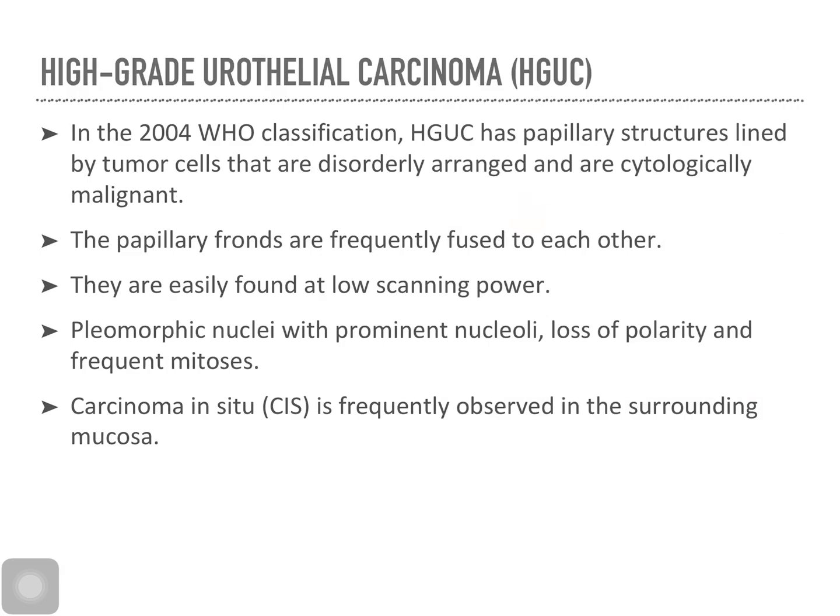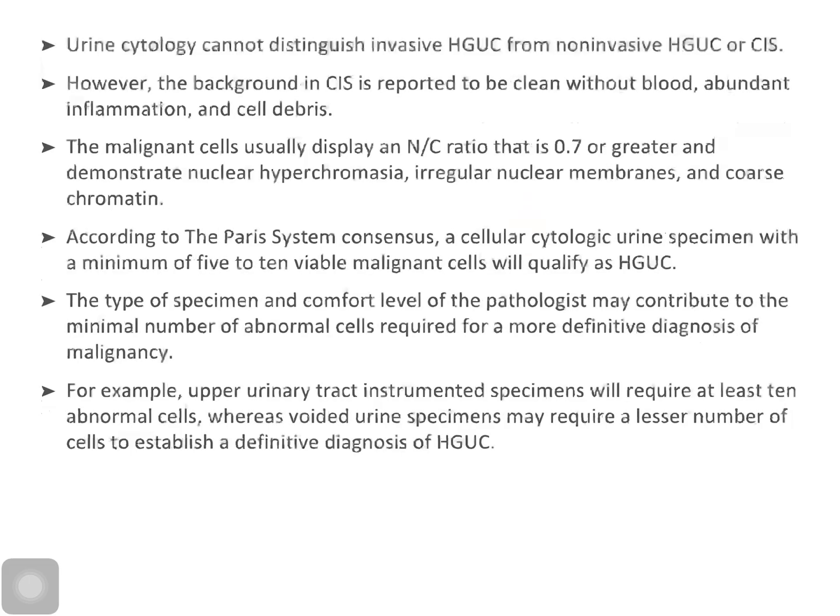Now coming to the high-grade urothelial carcinoma. In the 2004 WHO classification, high-grade urothelial carcinoma has papillary structures lined by tumor cells that are disorderly arranged and are cytologically malignant. The papillary fronds are frequently fused with each other. They are easily found at low scanning power. Pleomorphic nuclei with prominent nucleoli, loss of polarity and frequent mitosis can be seen. Carcinoma in situ is frequently observed in the surrounding mucosa in cases of high-grade urothelial carcinomas.